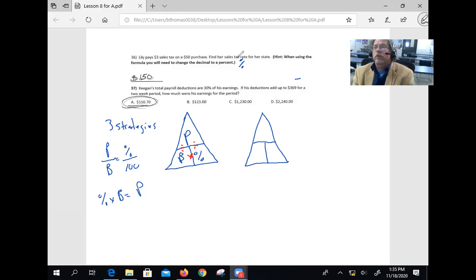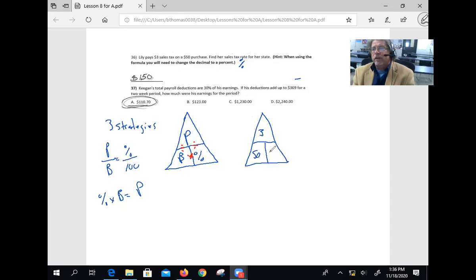So I'm looking for the sales tax as a percent. And what they give us is, notice that the sales tax, that kind of goes along with the rate. That's the part. That's the part you pay. And $50 is your full purchase. So I'm going to pay $3 in tax for every $50.